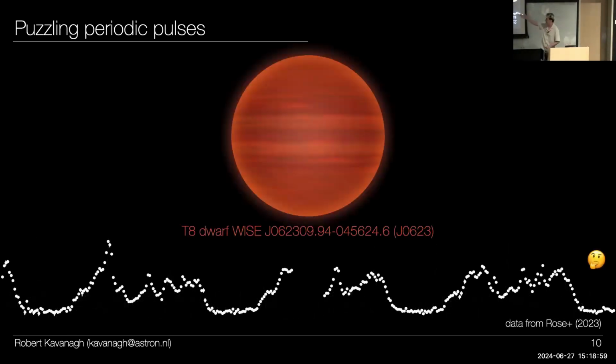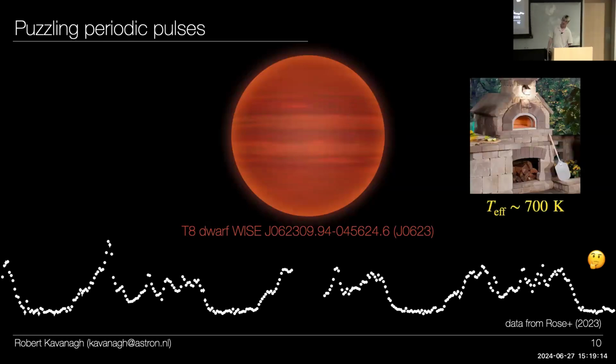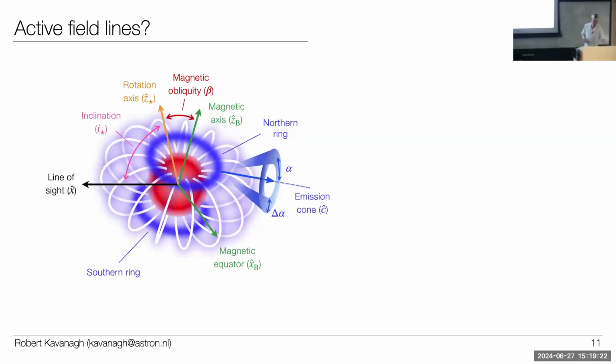So this is from a T8 dwarf called J0623. It's the coldest brown dwarf ever detected in the radio to date. It's so cold, it's actually the temperature of a pizza oven, as I've been told by Kobe. So if you want to know what it's like, you can stick your hand in. No, don't do that.